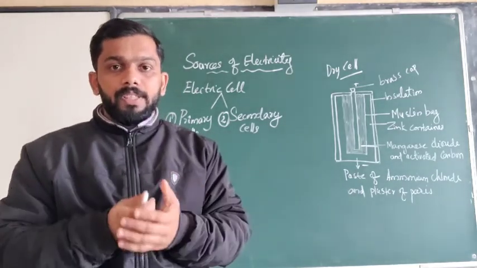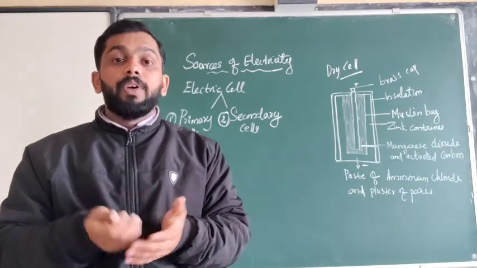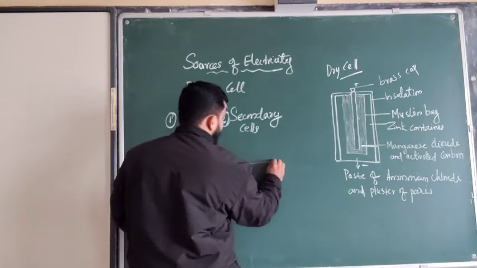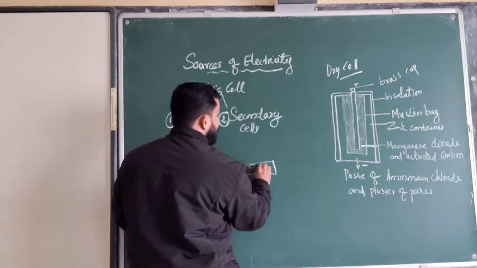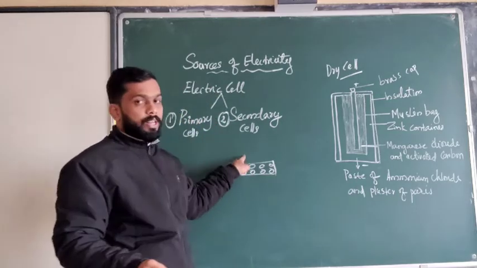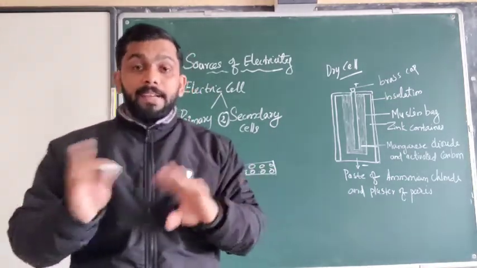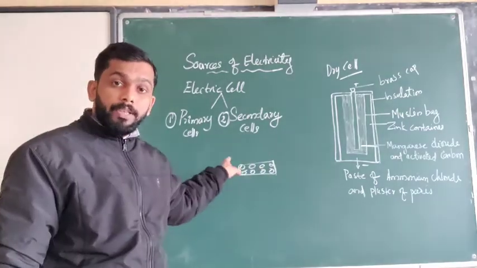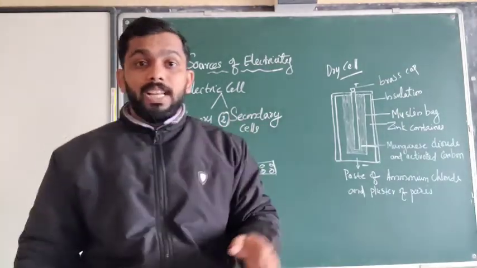For example, there is an inverter in our home. If you look at the inverter, you can see there are so many, like these 5-6 rounds. Each one is a secondary cell. That's called an inverter battery. Battery means a combination of cells. So sometimes 6, 8, 12 cells will be there.